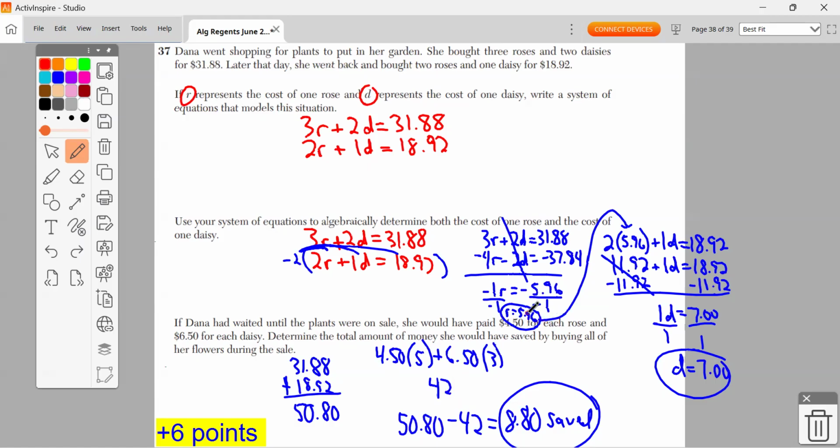You also have to figure out how much she paid actually. Well, 5 times 5.96 is 31.88. Or sorry, we could just take the two amounts. We could do 5 times 5.96 and 3 times $7 as well. Either way, she paid $50.80. I could have just taken these two amounts right here and done it. So that's where I got the 50.80 from. 50.80 minus the $42 that she would have paid if she would have bought them on sale. That means she would have saved $8.80. All right, that last part is a little complicated there.